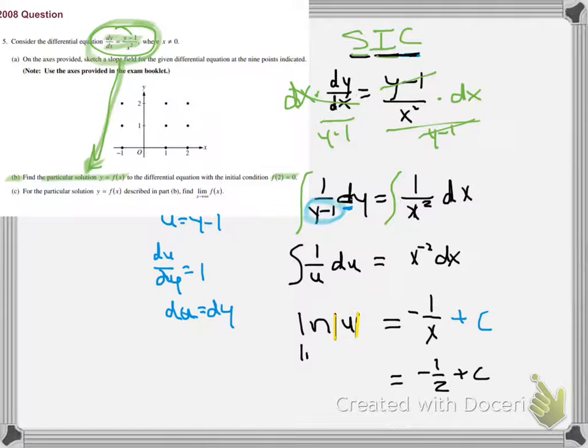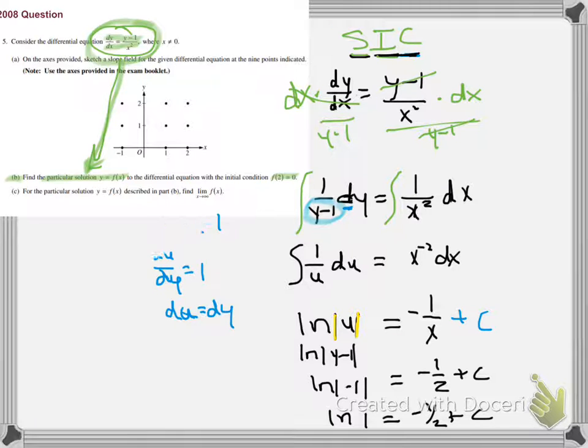Ooh, and that's really the ln of the absolute value of y minus 1, right? Because I don't really know what u is. And so that's really ln of 0 minus 1, or ln of negative 1. We can see why that absolute value becomes so important. So we're going to get the natural log of 1 equals negative 1/2 plus c.